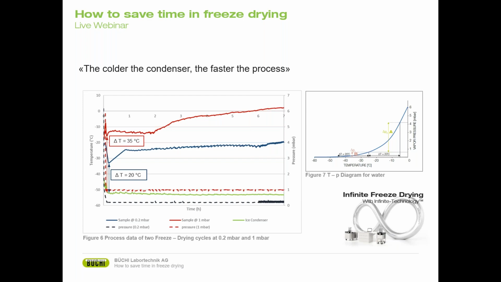higher. This is also shown in figure 6, where we did an experiment. We let the same sample run at 2 different pressures, and you can see at 1 millibar, the process is a lot faster, because it is always better to increase the temperature of the sample than to decrease the temperature of the condenser.